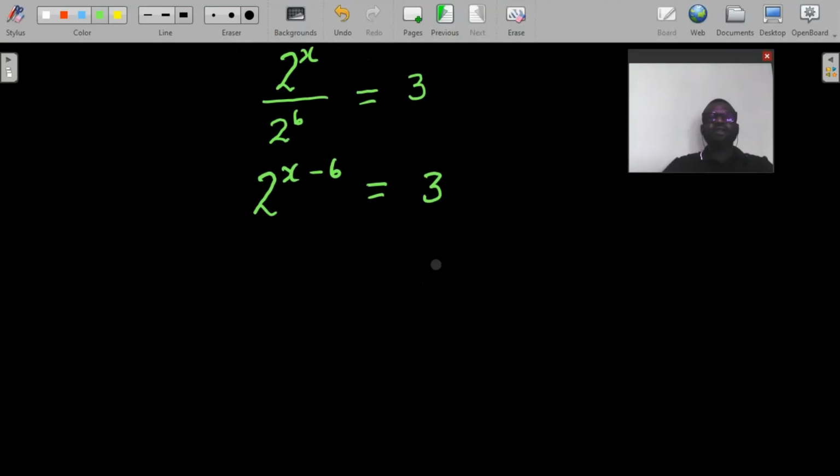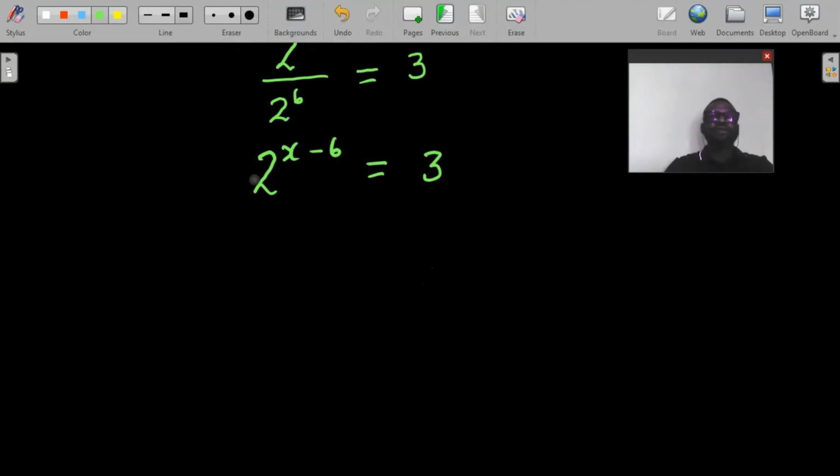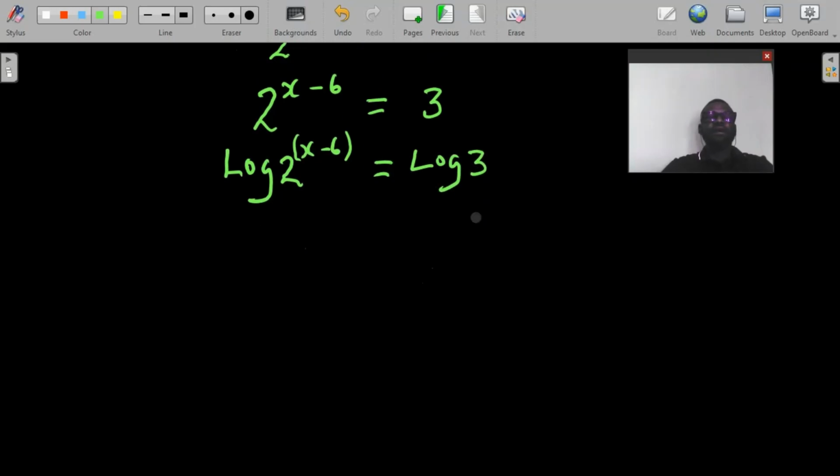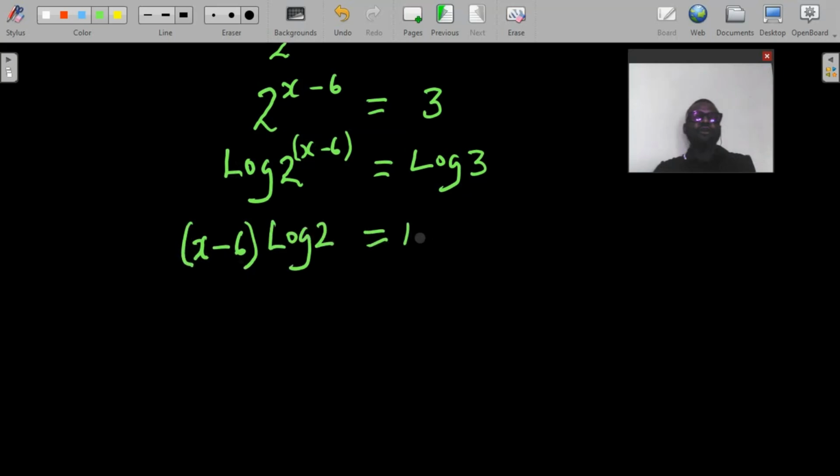Now at this stage I will take the logarithm of both sides. So I have the logarithm of 2 to x minus 6 as an entity is equal to log 3. Now I will obey the power law of logarithm. I will bring the power in front of the log, become x minus 6 log 2 is equal to log 3.